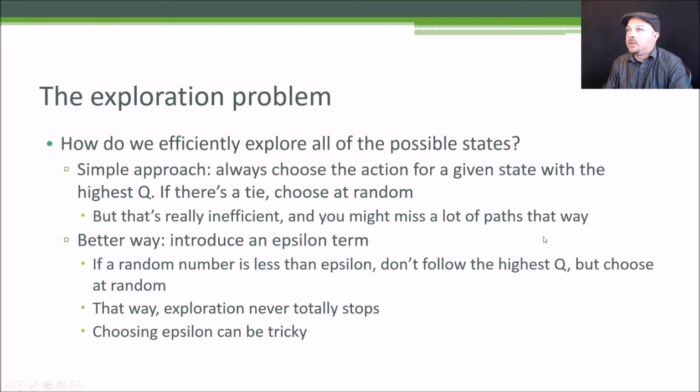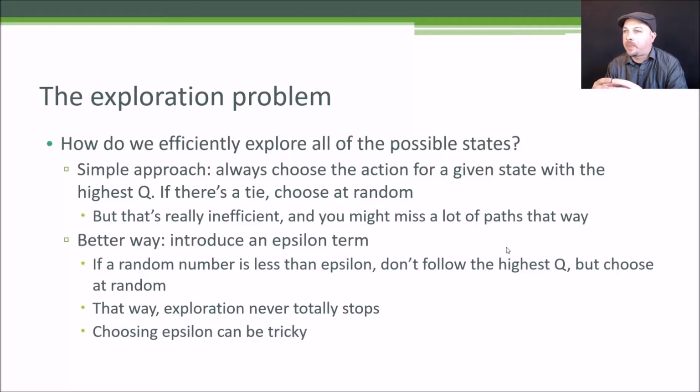So one problem that we have in reinforcement learning is the exploration problem. How do I make sure that I efficiently cover all the different states and actions within those states during the exploration phase? So sort of the naive approach is to always choose the action for a given state with the highest Q value that I've computed so far, and if there's a tie, just choose at random. So initially, all of my Q values might be zero, and I'll just pick actions at random at first. And as I start to gain information about better Q values for given actions in given states, I'll start to use those as I go. But that ends up being pretty inefficient, and I can actually miss a lot of paths that way if I just tie myself into this rigid algorithm of always choosing the best Q value that I've computed thus far.